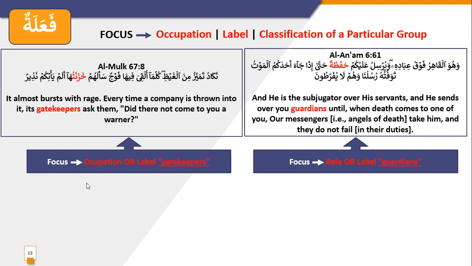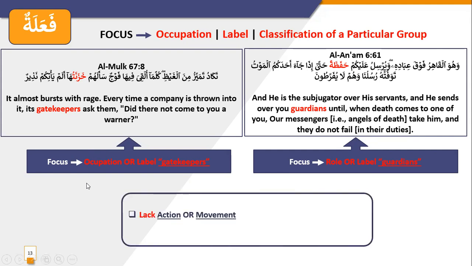So let's summarize this. Basically, there's a lack of action or movement. Whether that movement is happening right now or not, whether it happens a lot or less, doesn't matter. It just refers to a category of people. All right, so this is what this pattern signifies.